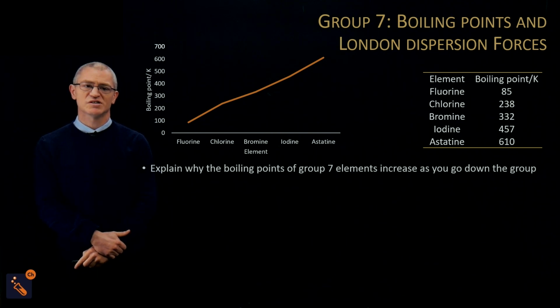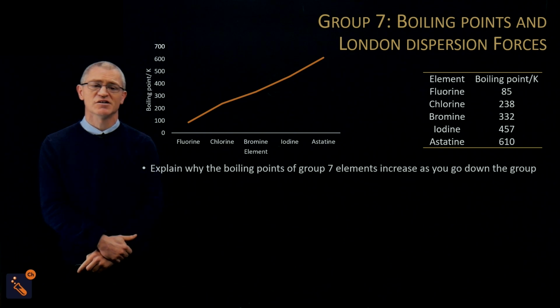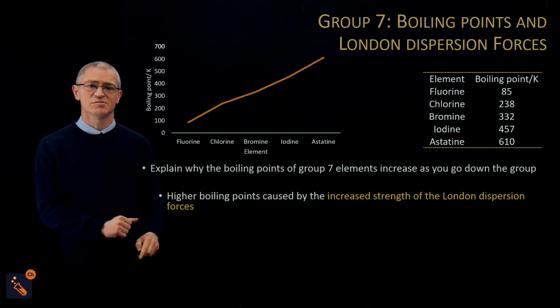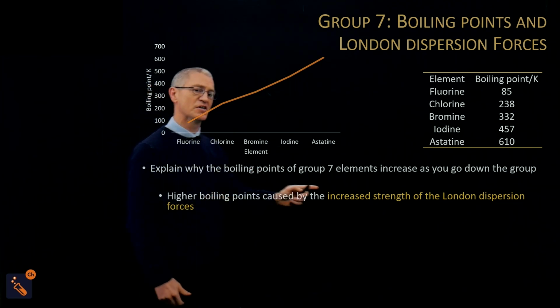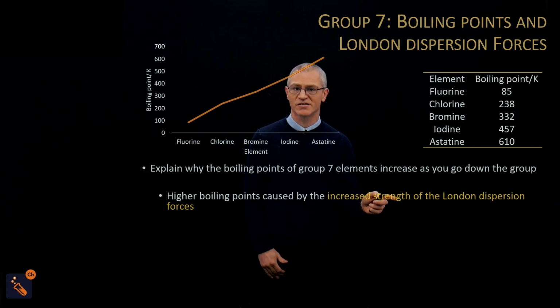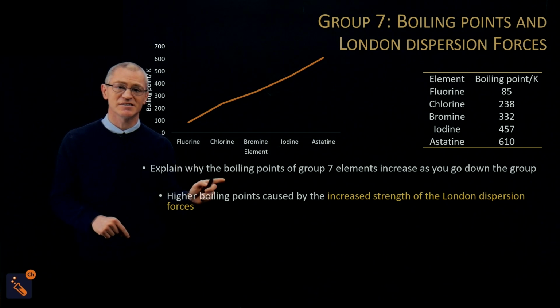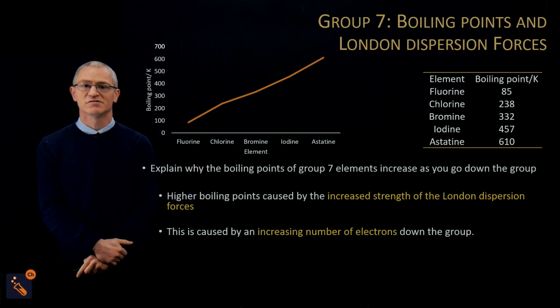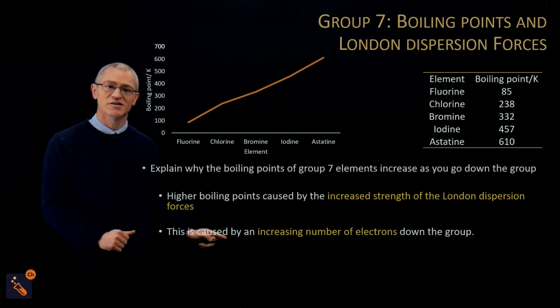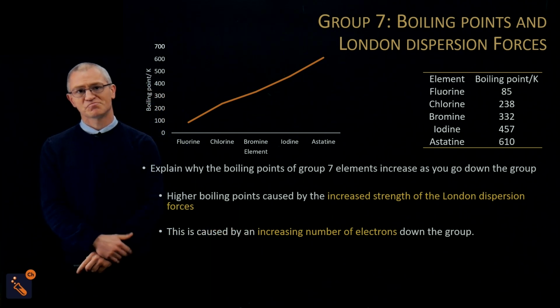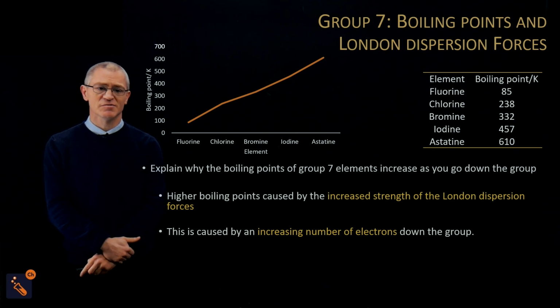And then the question would be, in the exam, explain why the boiling points of group 7 elements increase as you go down the group. So our exam answer here is higher boiling points are caused by the increased strength of the London dispersion forces. So the really important thing is to refer to the strength of the London dispersion forces. Then we have to explain why, because it says explain why in the question. So we have to say this is caused by an increased number of electrons down the group. Okay, so group 7, group 0 are the most common ones.